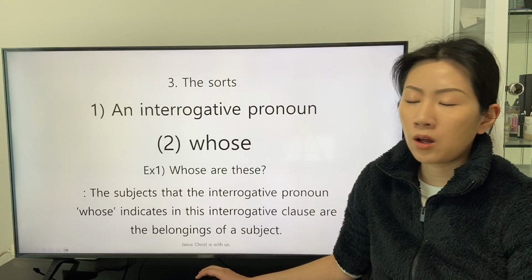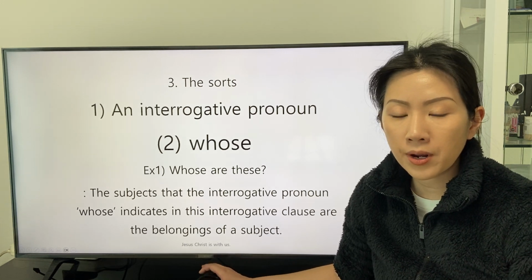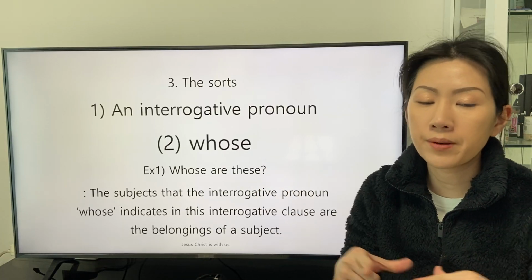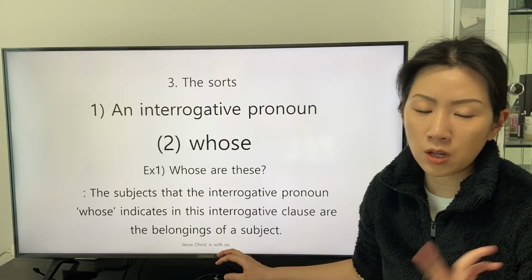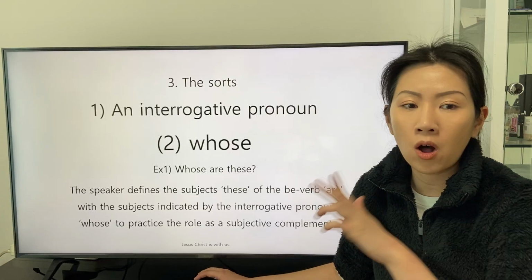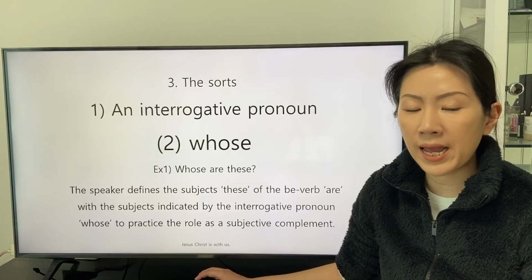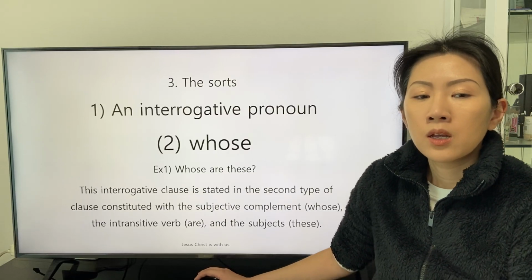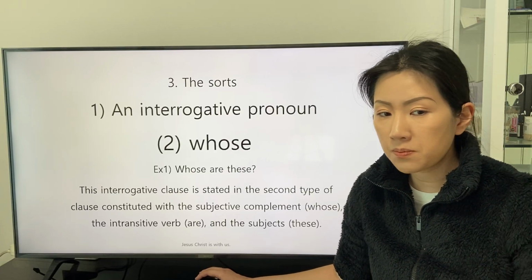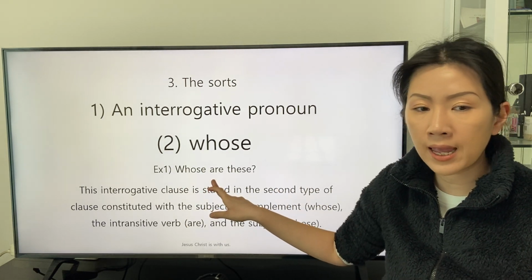The first example is like this. Whose are these? The subject that the interrogative pronoun whose indicates in this interrogative clause are the belongings of a subject. The speaker defines the subject these of the be verb are with the subject indicated by the interrogative pronoun whose to practice the role as a subjective complement. This interrogative clause is stated in the second type of clause constituted with the subjective complement whose, the intransitive verb be verb are, and the subject these.